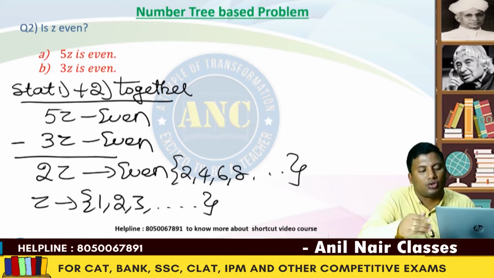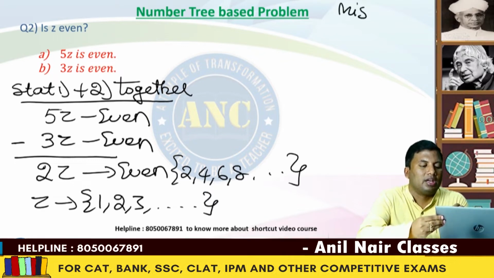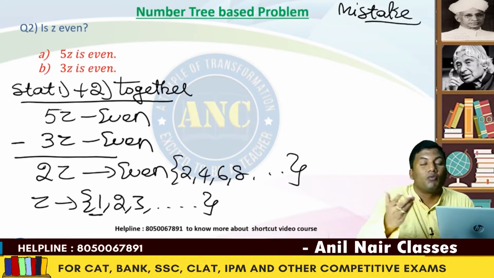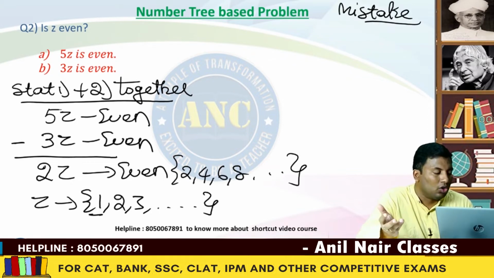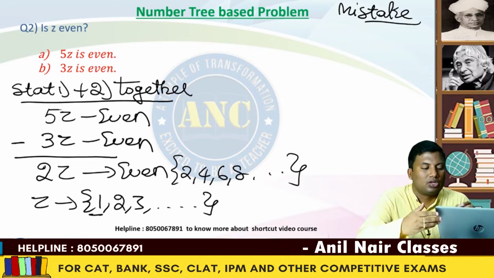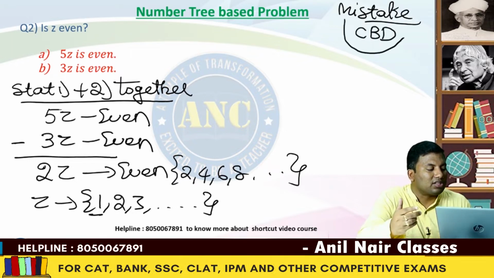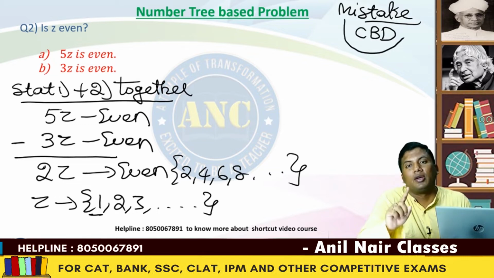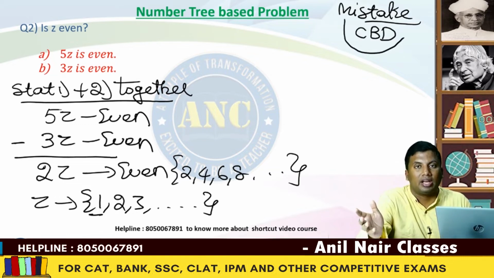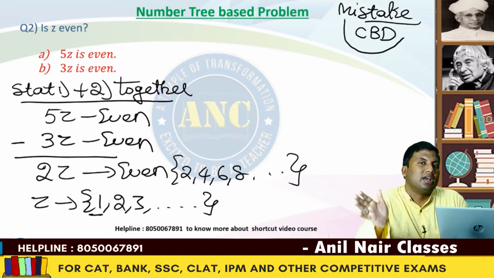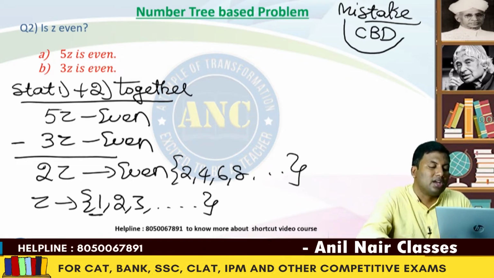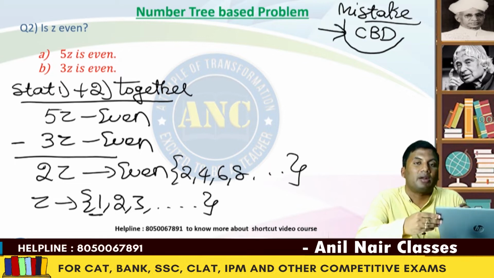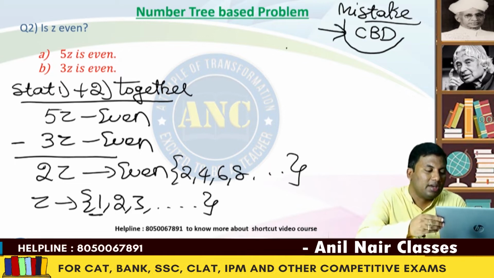Here again students will make one more mistake. They will take 1. Is 1 an even number? No. Is 2 an even number? Yes. So they will tick mark the answer as cannot be determined, because they have got the values 1, 2, 3, 4 and so on. It is the natural number set, a combination of even numbers and odd numbers. They will tick mark cannot be determined, which is incorrect.